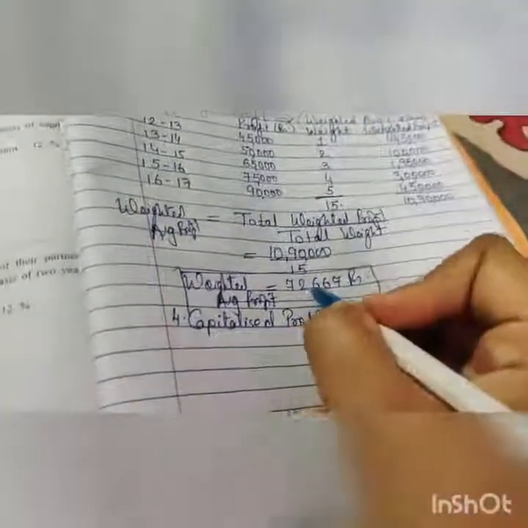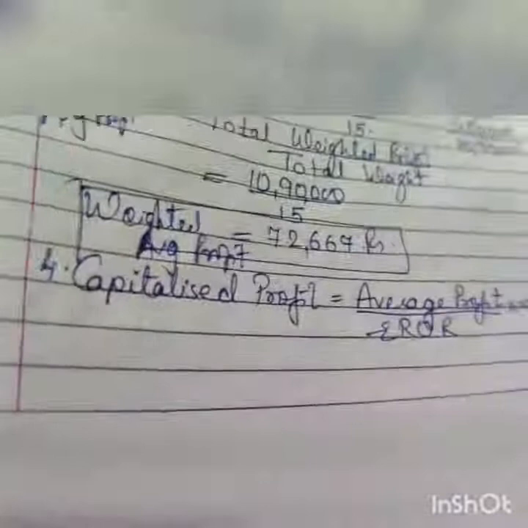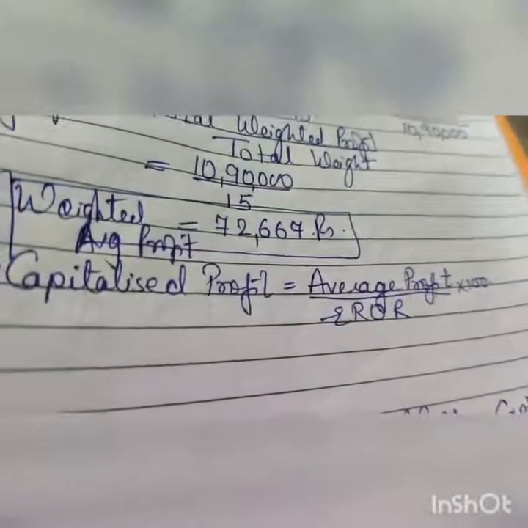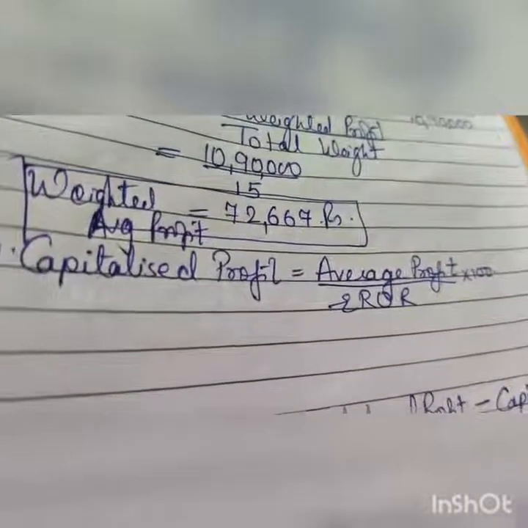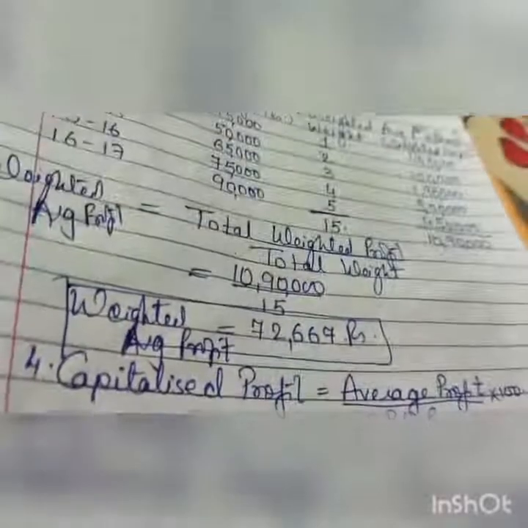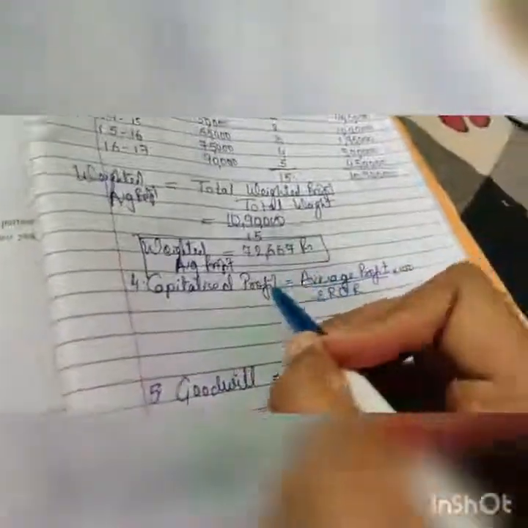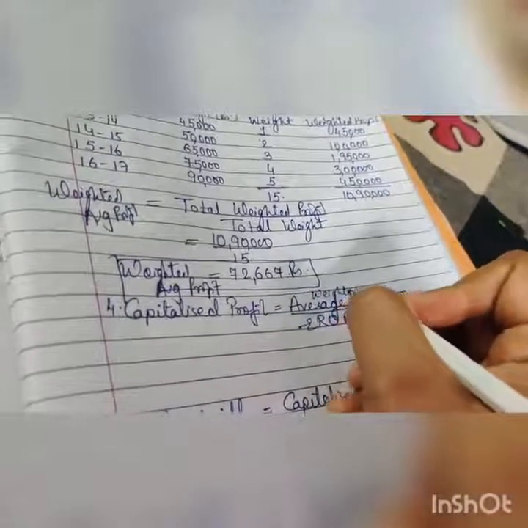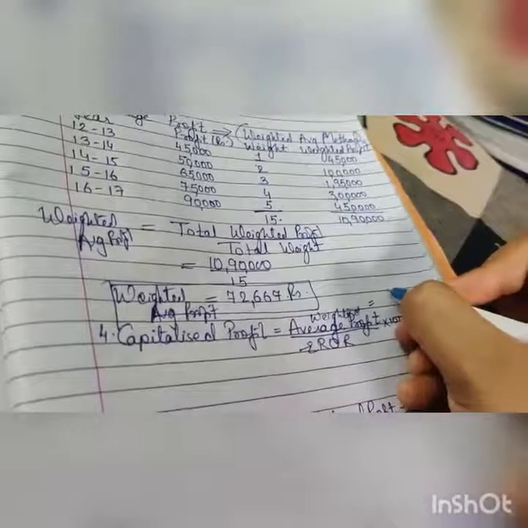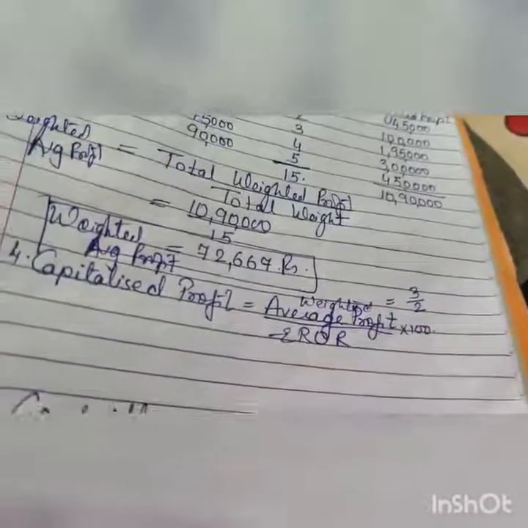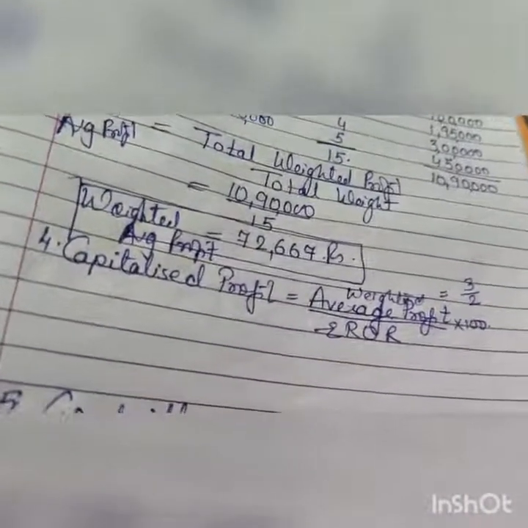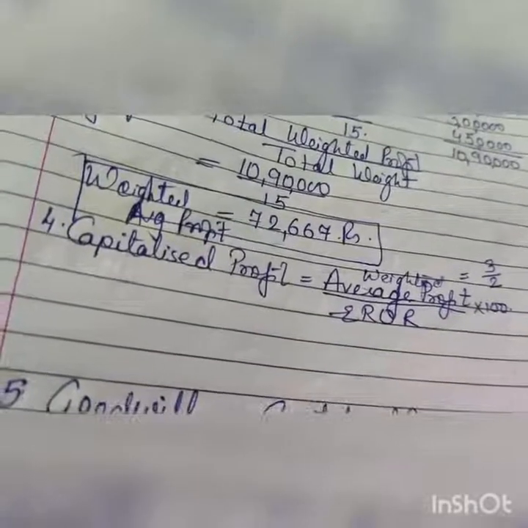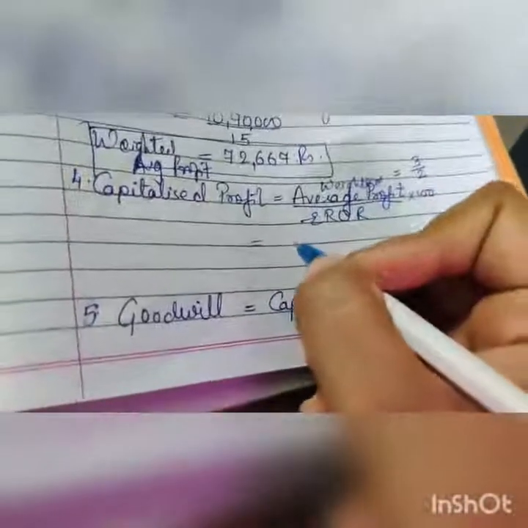Clear? Now see, next is capitalized profit. The formula is average profit upon expected rate of return. So see, that is average profit, which is here weighted. So how will you remember? It is 3 upon 2. How will you remember here? 3 upon 2. See, if you do not multiply it by 100, then also you will get the same answer, that I'll show you. Here in the formula in the textbook it is written, so I have written here.